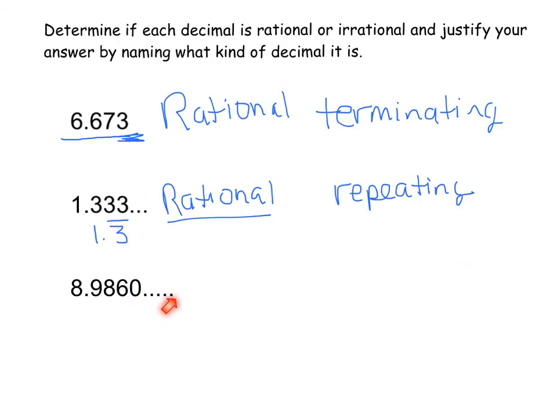And the last one, 8.9860, etc., etc., etc. I don't see a pattern here. Definitely don't see a repeating pattern here. So this type of decimal is non-repeating, non-terminating. So this one is irrational.